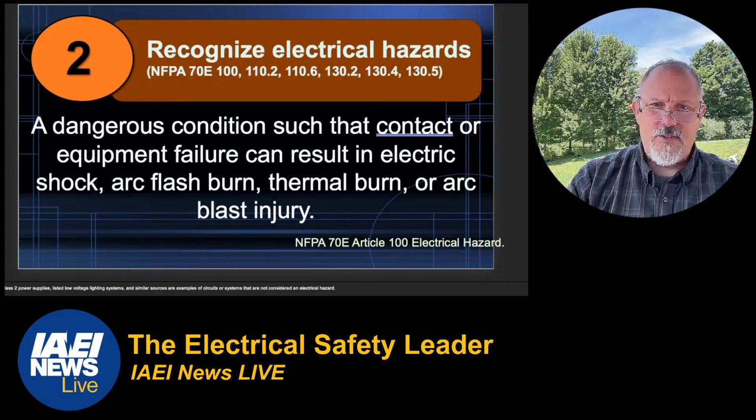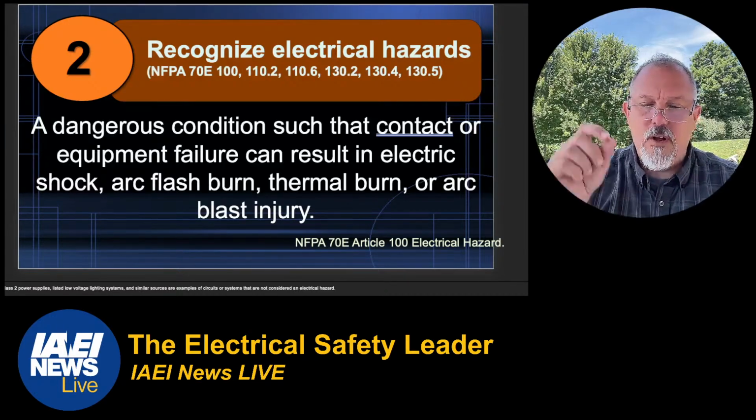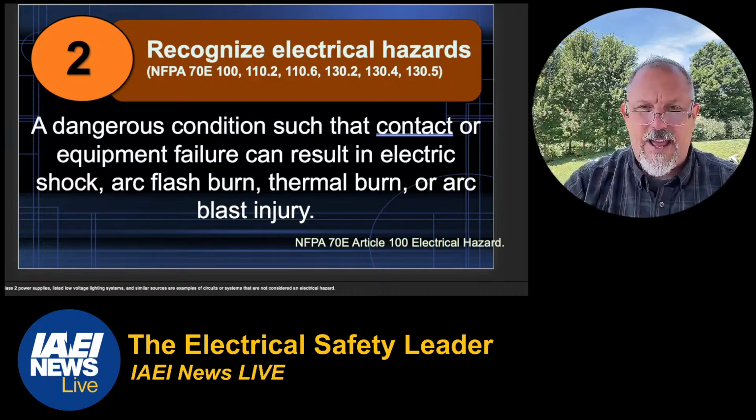Recognize the electrical hazards. 70E, Article 100, you have to look at the definition of what an electrical hazard is. 110.2 talks about your electrical conductors and circuit parts shall not be considered to be in an electrically safe work condition until all of the requirements of 120 have been met. So everything in Article 120 has to be met.